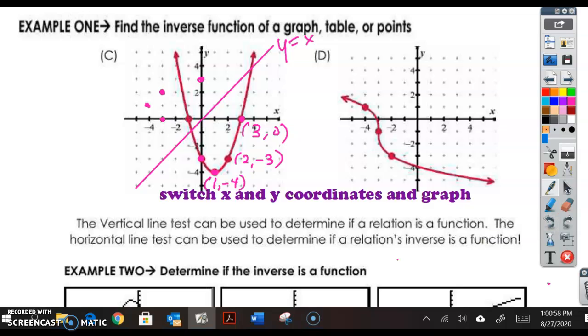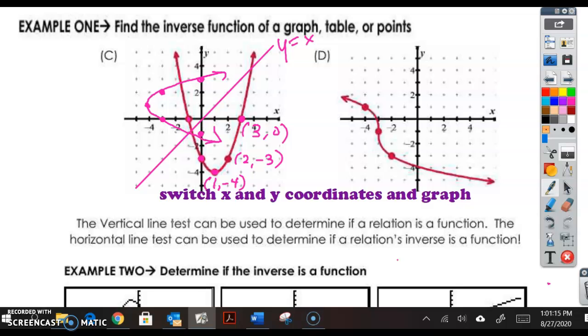(2, -1). Wait, that's not right. Sorry. (-1, 0), right? Should be (0, -1). There we go. And then if I draw that, I've got an inverse, just switching the x and the y coordinates.